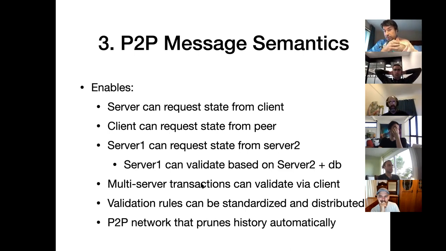And those can be, the client can do a transaction across multiple servers and still validate them by looking at the acknowledgements from them. With a couple more things, we could also share validation rules and standardize them and distribute them around the network. And then when you connect to an app, you know how all the state needs to be validated and you know which peers are authoritative and you get this history pruning. So here's a bunch of the benefits you get with that extension.